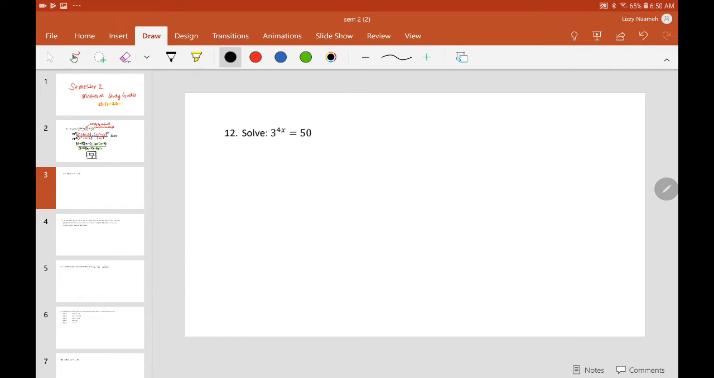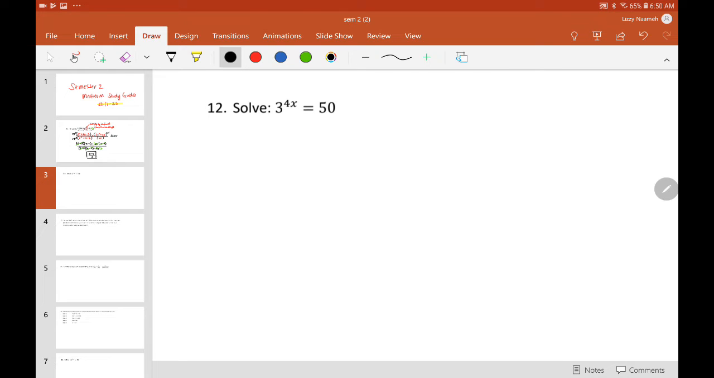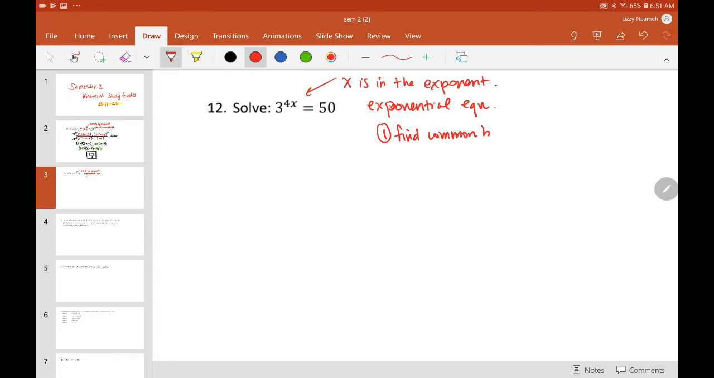All right, let's jump into the second problem. It's asking us to solve, and this time, since x is in the exponent, we're dealing with an exponential equation. The first thing you want to do with an exponential equation is try to find a common base. So number 1, find a common base between 3 and 50.